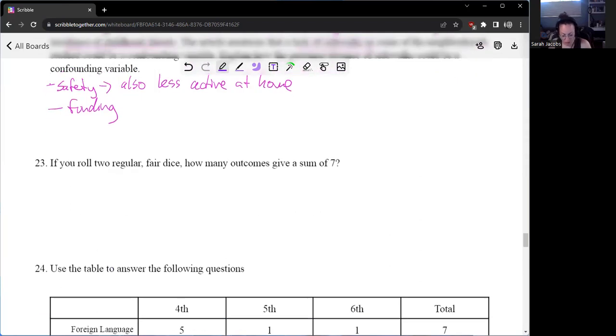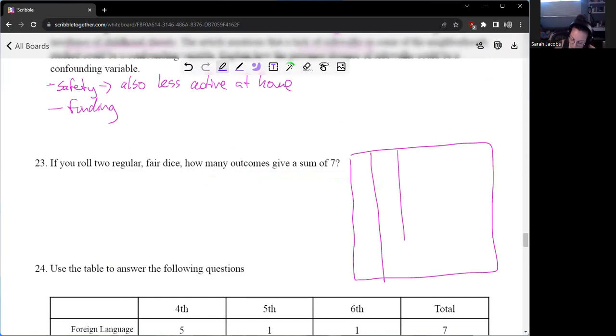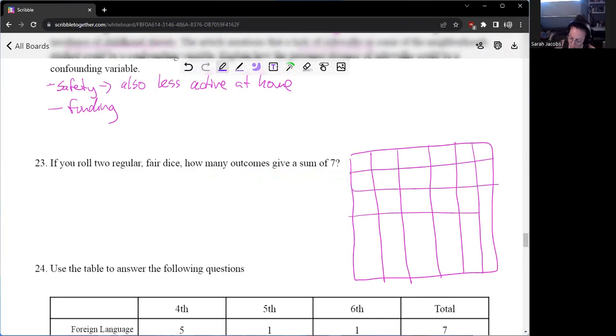All right, 23. If you roll 2 regular fair dice, how many outcomes give a sum of 7? Whenever you're rolling 2 dice, I like to draw a little square. 1, 2, 3, 4, 5, 6. And then again, 2, 3, 4, 5, 6. So this is die 1 and the possibilities of rolling it. This is die 2 and the possibilities of rolling it. And then here are all the ones that add up to 7.